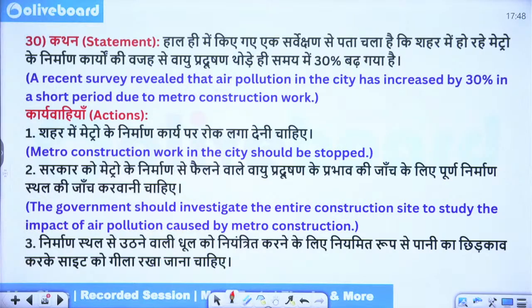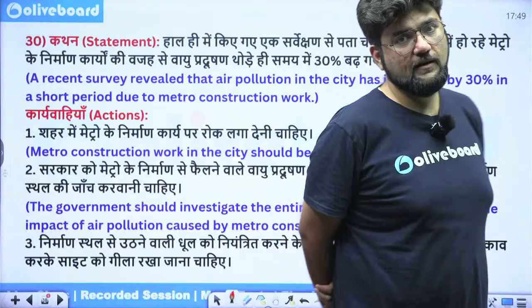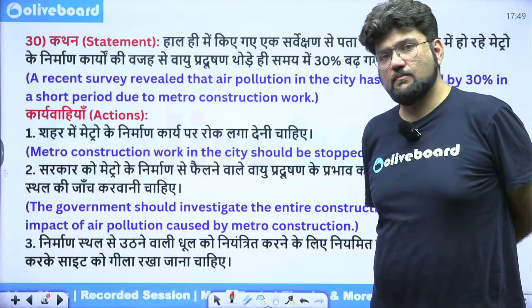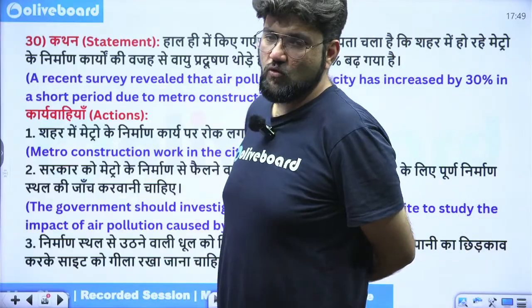Okay. So a recent survey revealed that air pollution in the city has increased by 30% in a short period due to metro construction. Now, if you are a resident of Delhi NCR or somewhere in the north, or of Mumbai or any other city, recently a lot of our cities, in fact somewhere in Odisha also I believe, though now I think things have gotten better there, are going through stages of GRAP 4. There are restrictions of GRAP 4 currently, wherein construction is banned, the plying of old diesel and petrol vehicles is banned, a lot of other things are banned, open fires are banned.